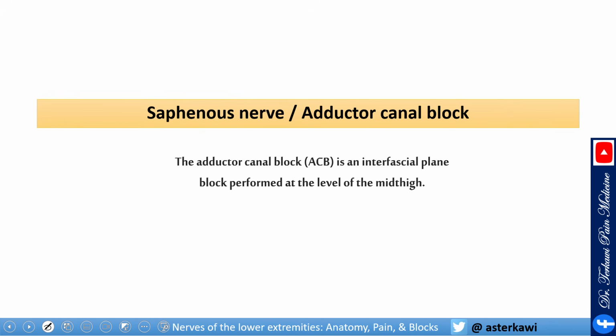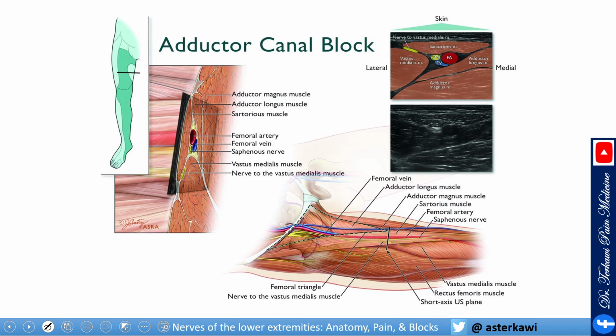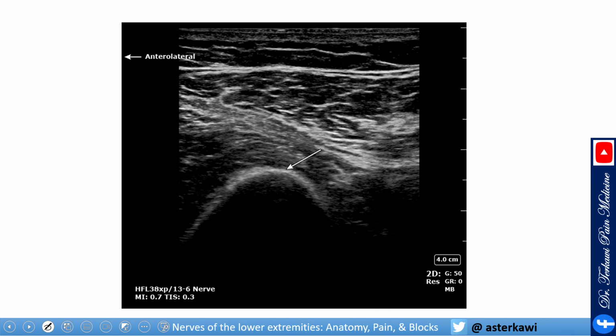Adductor canal. When we talk about the saphenous nerve, we always talk about the adductor canal, which is an interfascial plane block performed at the level, most likely, of the mid-thigh. Now, this is a nice infographic that you can save and refer to.